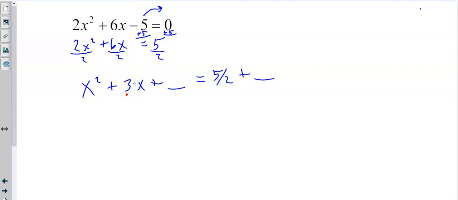Now we're going to take half of this middle term. Half of 3, I know it's 1.5, but I prefer to write it as 3 over 2. So half of 3 is 3 over 2. We're going to square that value, and it's easier to do as a fraction. So square that and you get 9/4.